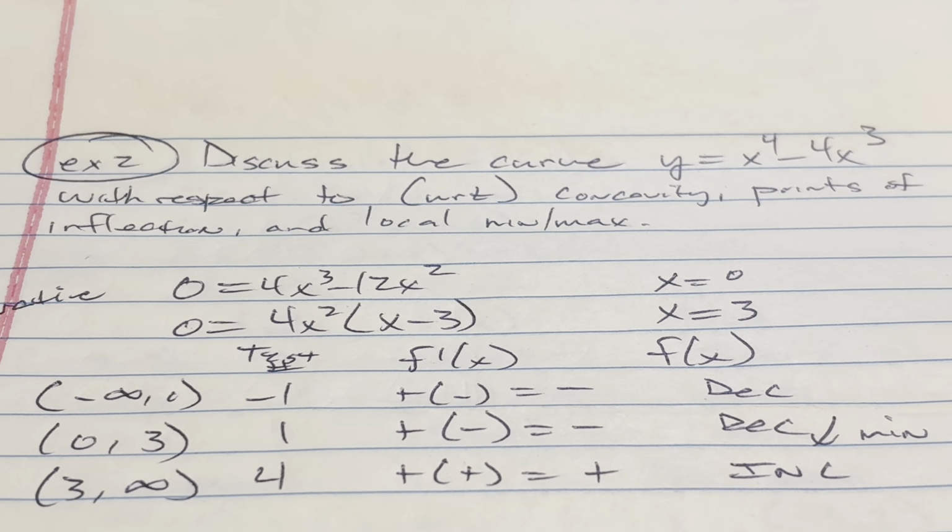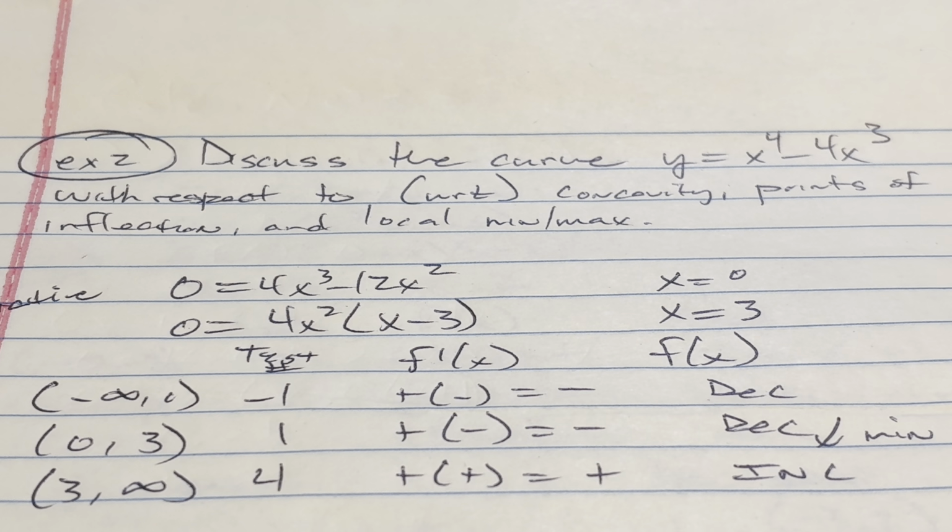Discuss the curve y equals x to the 4th minus 4x to the 3rd with respect to, which is WRT. If you're in a math class in college and the professor writes WRT, that means with respect to. If and only if is another thing they'll write, IFF. That stands for if and only if. With respect to concavity, points of inflection, and local min or max values.